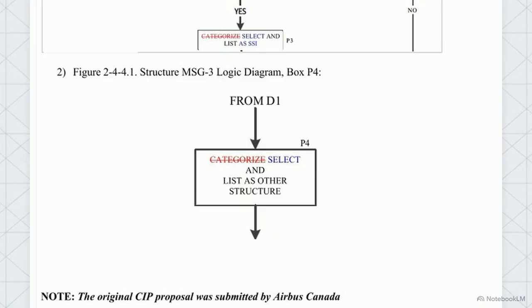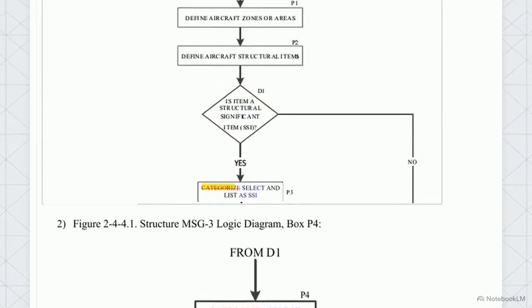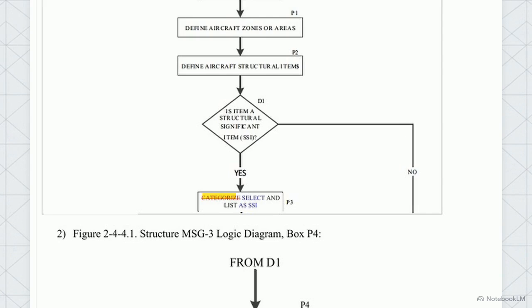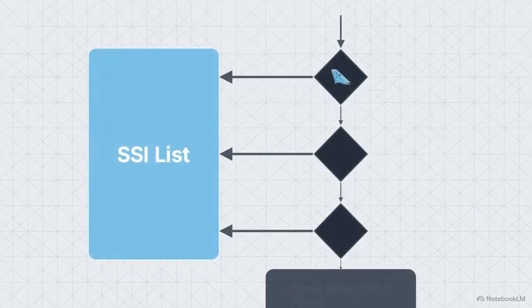This update centers on a specific change. The term categorized has been replaced by selected. The previous term, categorization, allowed for a sorting process where items could be grouped without meeting a strict technical threshold. By contrast, selection requires the manufacturer to apply specific safety filters to every item, ensuring it only reaches the SSI list if it triggers at least one critical safety gate.